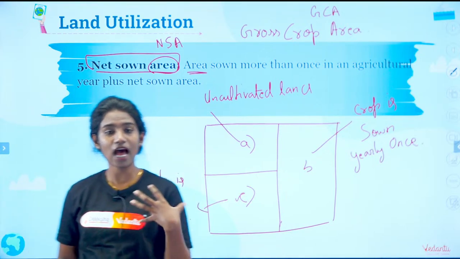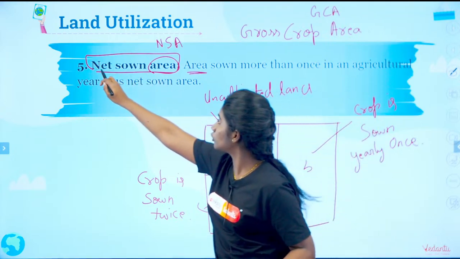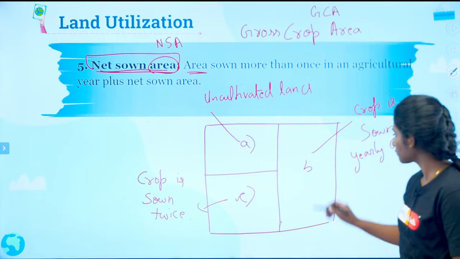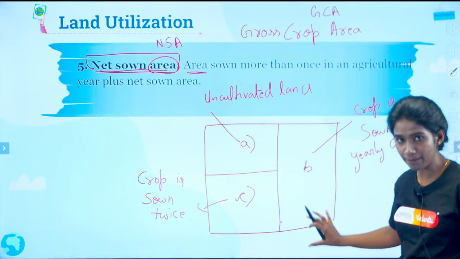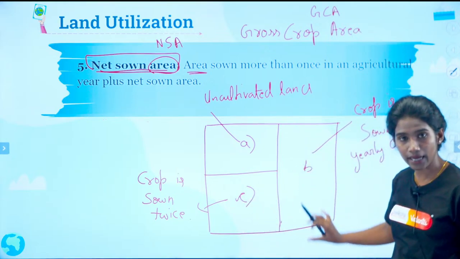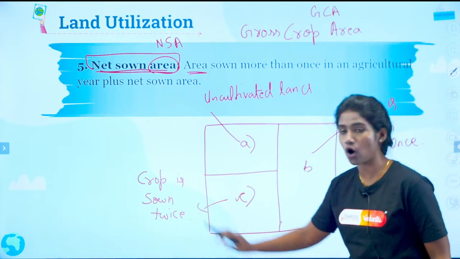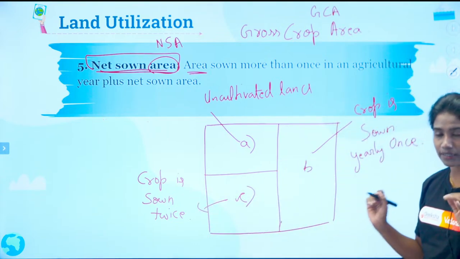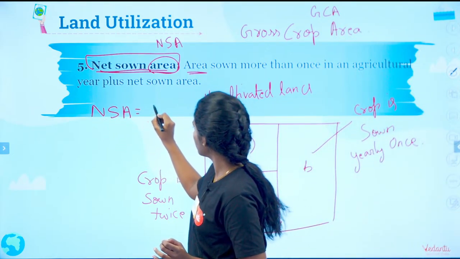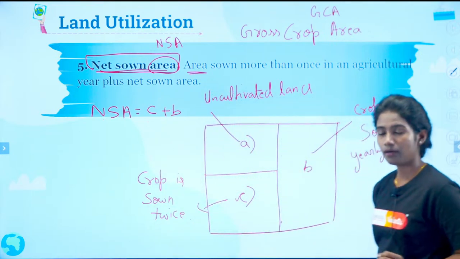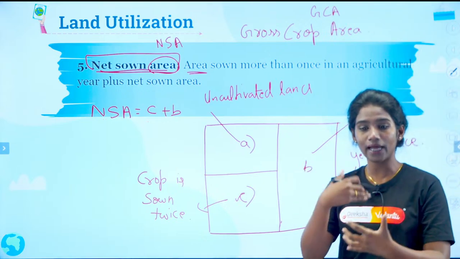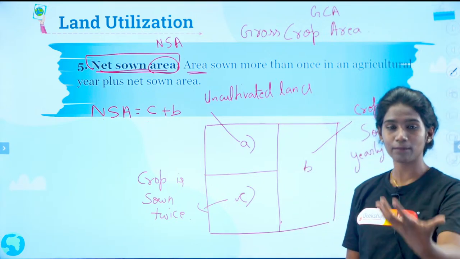Now, when they ask you to calculate the net sown area, you will consider region B as well as region C, because in area B and in area C, the crop is sown and cultivation is taking place. So your net sown area is equal to B plus C, because they are talking about the area where the crop is sown. They are not bothered about how many times it is sown.